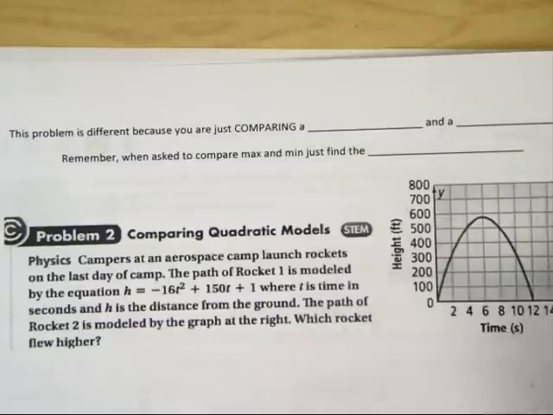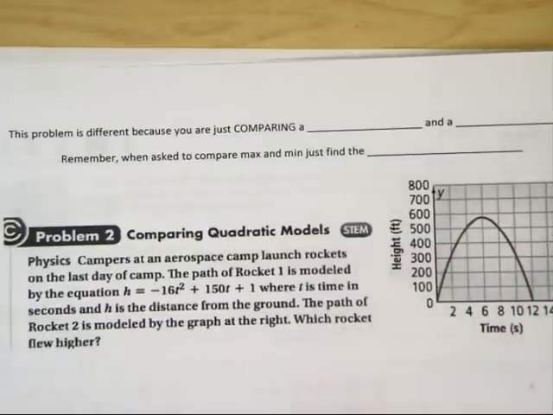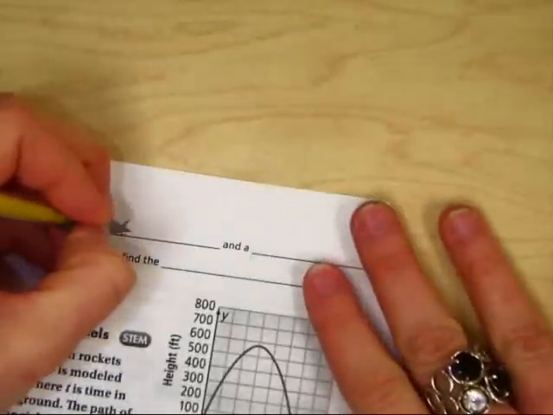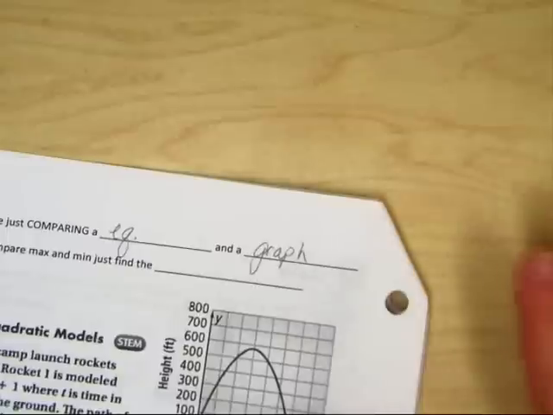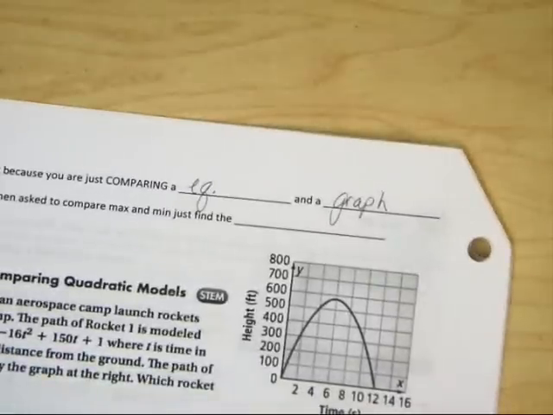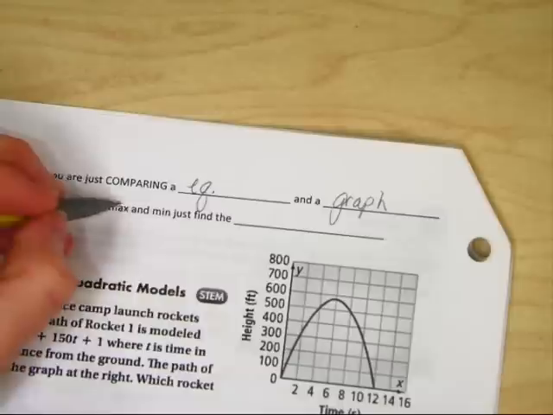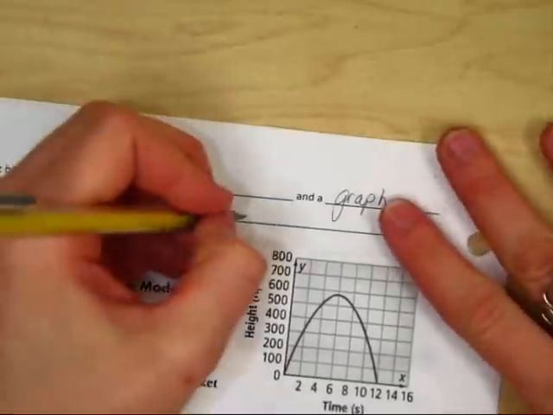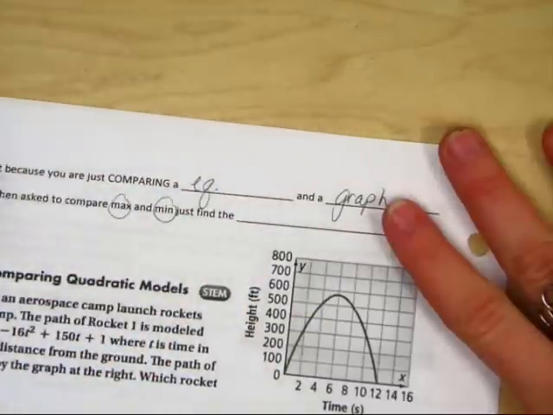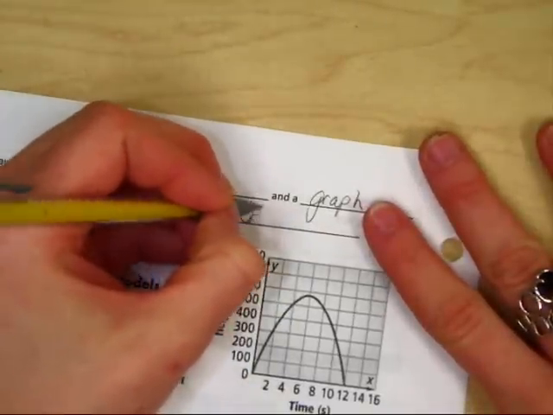As we move on, I promise you this problem will be a little bit easier than the previous ones because you're not going to make an equation. You are just going to be comparing an equation and a graph. So that's going to be nice. We're going to move on, make it a little more simple. Remember, when asked to compare the max and the mins, all they're asking you is to compare the vertexes or the vertices. So you would just want to find the vertex on each one.